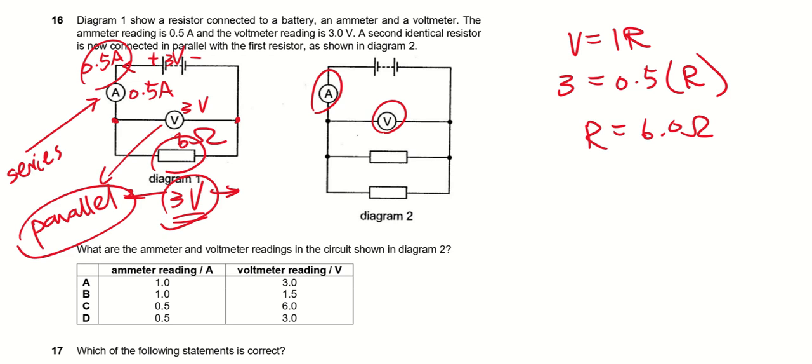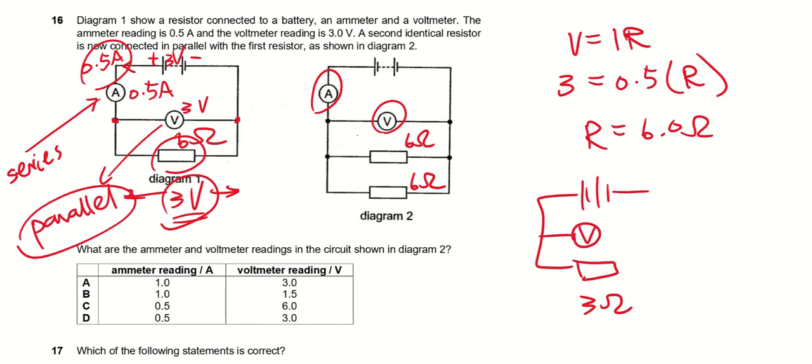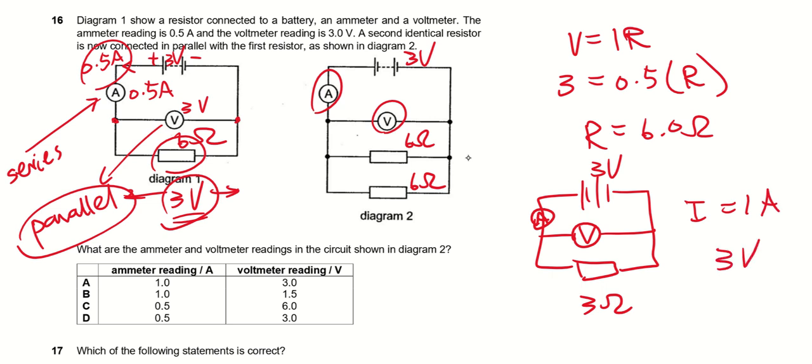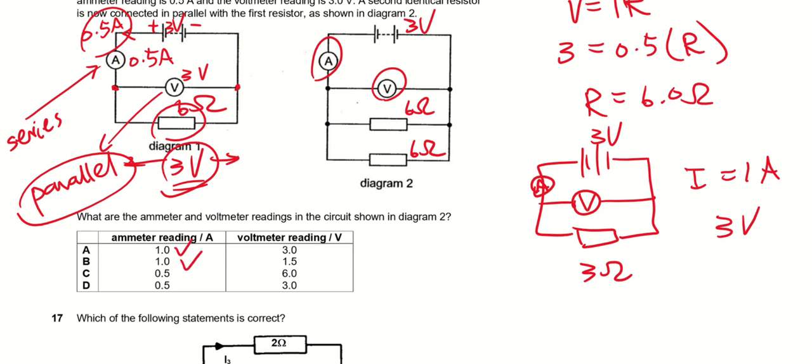Now a second identical resistor is connected in parallel to the first one. Once I have these two resistors connected in parallel, the effective resistance becomes 3 ohm. You can do a quick calculation using the parallel resistors formula. If it's 3 ohm, and remember my battery has no change, therefore the current will now be 1 ampere, and the potential difference is still 3 volts. So my ammeter reading is 1, voltmeter reading is 3, so the answer is A.